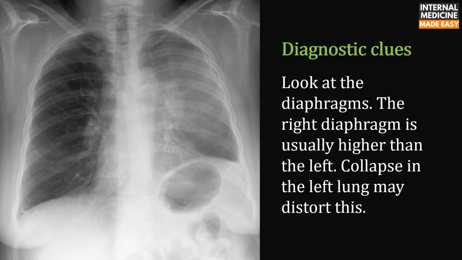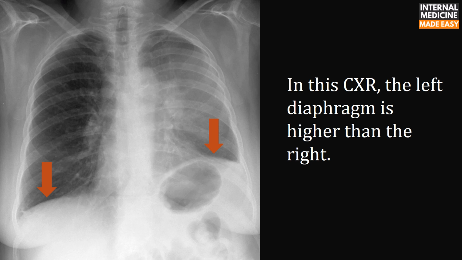Another diagnostic clue is to look at the diaphragms. The right diaphragm is usually higher than the left. Collapse in the left lung may distort this. In this X-ray, the left diaphragm is higher than the right.